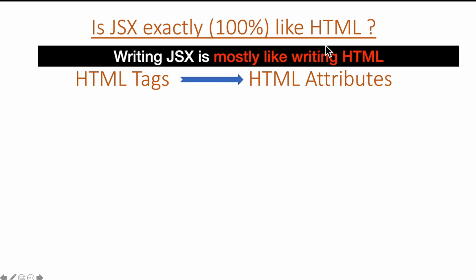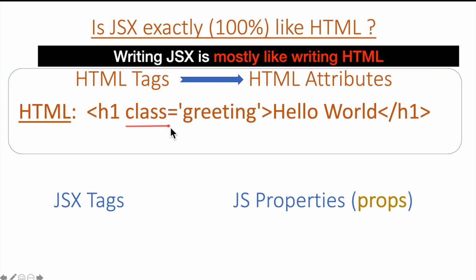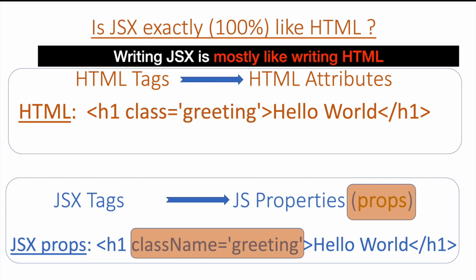So is JSX exactly like HTML? We can say that JSX is mostly like writing HTML. While HTML tags use HTML attributes like class, JSX tags use JS properties, also called props. So we have the HTML attribute class over here and the corresponding prop className over here. And remember that while reading JSX, we refer to what look like attributes in HTML as props. So here we have an h1 tag with one prop called className.